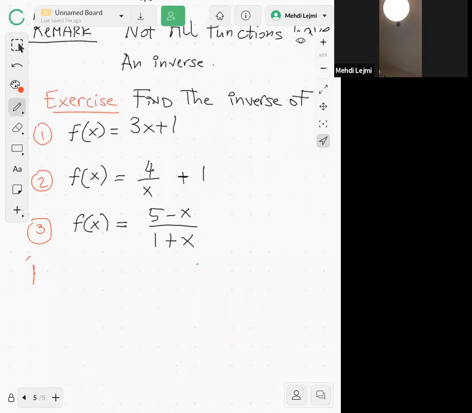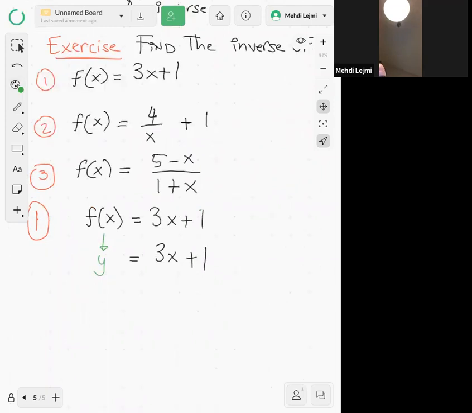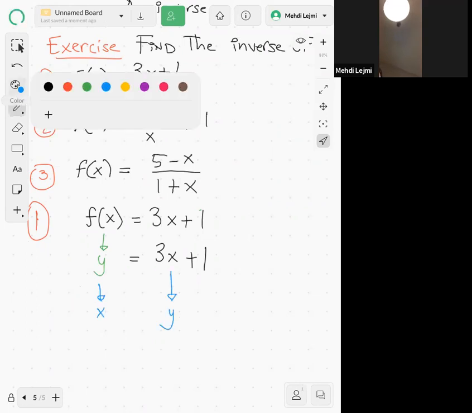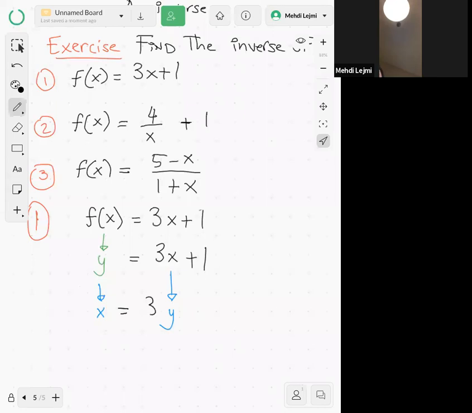So for number 1, I'm going to follow the steps. First, I'm going to write down the function f of x, which is 3x plus 1. As I said, just replace the f of x with y. That's y equals 3x plus 1. Now you have to change x and y. So this is now x, and this one here is now y. So it's x equals 3y plus 1. Now you solve for y.